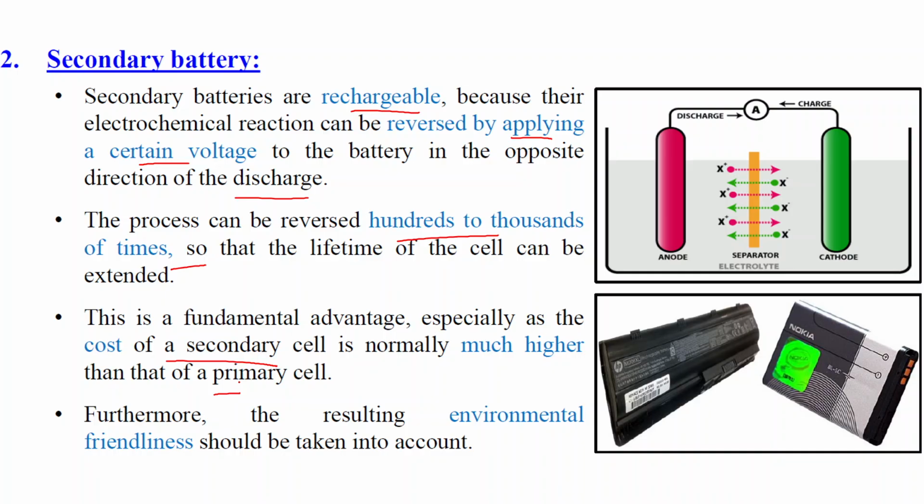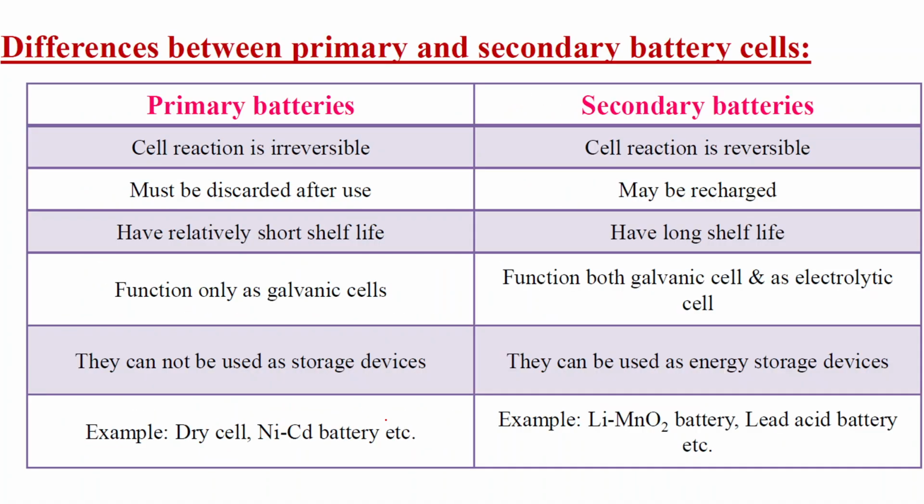Furthermore, the resulting environmental friendliness should be taken into account. Since these secondary batteries can be used for a longer time, they are also reducing the stress over the environment which is imposed by the primary batteries, since they are responsible for releasing various chemicals during their degradation.